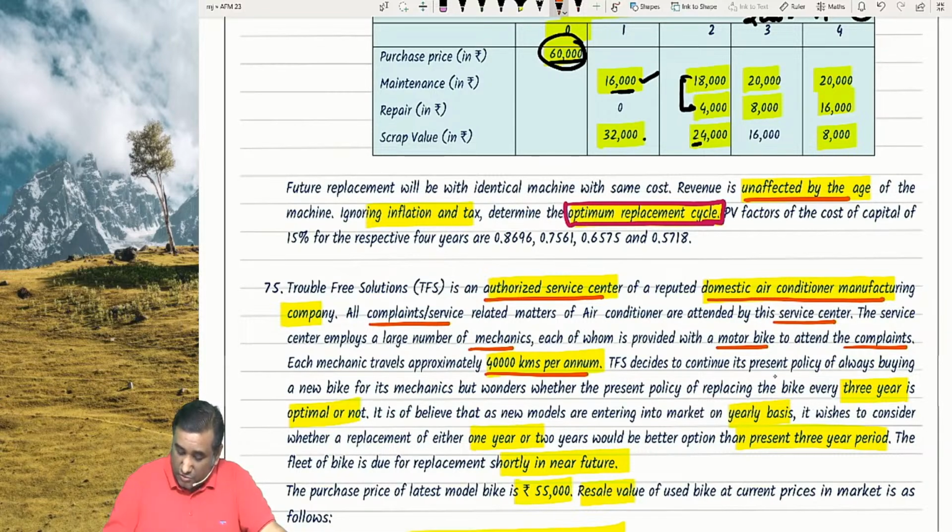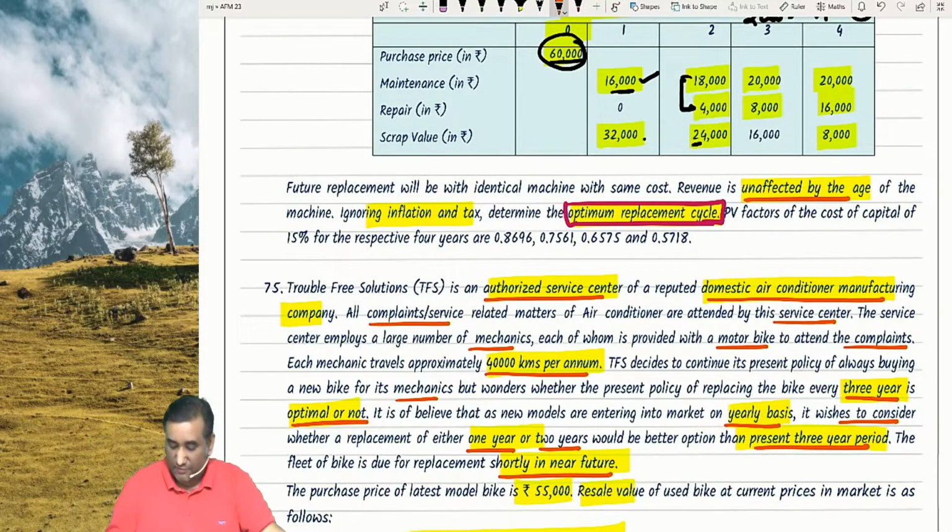TFS decides to continue its policy of always buying a new bike for its mechanics, but wonders whether the present policy of replacing the bike every 3 years is optimal or not. It believes that as new models are entering the market on a yearly basis, it wishes to consider whether replacement after either 1 year or 2 years would be a better option than the present 3-year period. The fleet of bikes is due for replacement shortly in the near future.